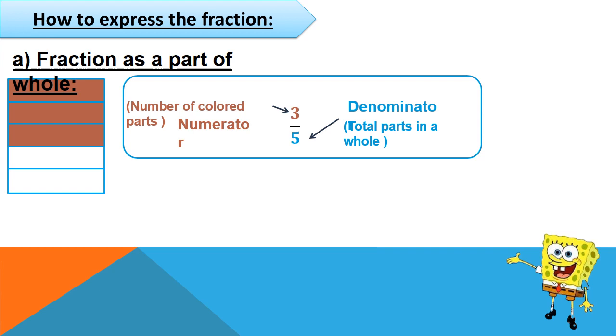So I write on the top, numerator. Numerator is the number of colored parts, and I put the fraction bar. This dash is called fraction bar, and in the bottom I write denominator for total parts, colored and not colored, brown and white, okay?